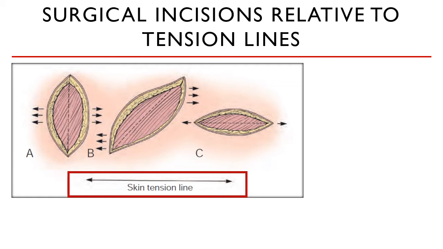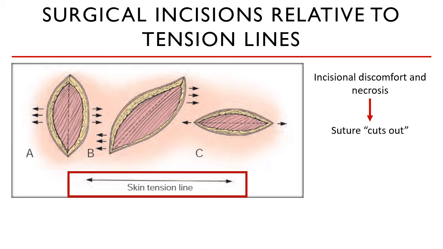The first wound, letter A, was made perpendicular to the skin tension line. This caused the wound edges to be pulled away from each other, which made the wound bigger than it originally is. The same effect was seen if the wound is made oblique, as shown in wound B. Forcing these wounds to close would lead to use of extra suture and incisional discomforts and necrosis. Imagine your suture and the collagen fibers under the skin in a tug of war. Eventually, the suture will cut out and cause your wound to dehisce or open.